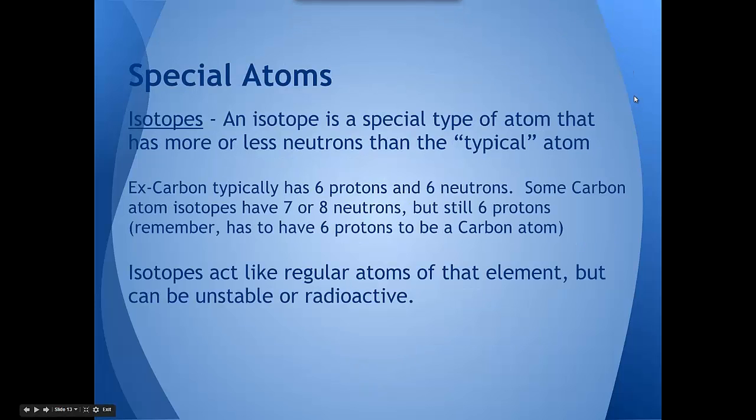A couple examples of special types of atoms. One is called an isotope. An isotope is a special type of atom that has more or fewer neutrons than the typical atom. So for example, carbon typically has 6 protons and 6 neutrons, as we just saw in our calculation. However, sometimes we can make carbon atoms have 7 or 8 neutrons, but they still keep their 6 protons. Remember, it has to have 6 protons in order to be a carbon atom. If we change the number of protons, it becomes a different atom. So we can add or subtract these neutrons, and that makes what is called an isotope.